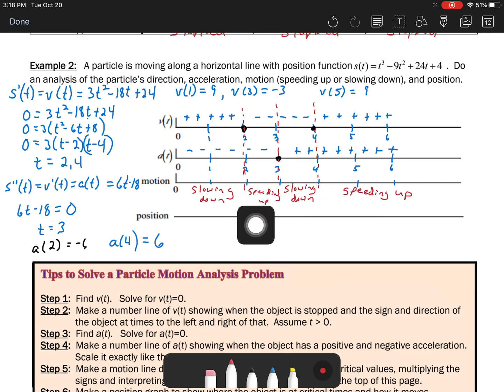That's the way we do this motion analysis. We figure out where we have positive velocities and where we have negative velocities. Then we look at our acceleration, set that equal to 0, find where it's going to change, and find where it's negative and where it's positive. Use the same scale so you can compare where they change. Are they the same or different? If they're different, that's a slowing down situation. If they're the same, then you've got speeding up. So this is motion analysis. I know there are some of these questions on the quiz and on the test, so this is how you do this process.